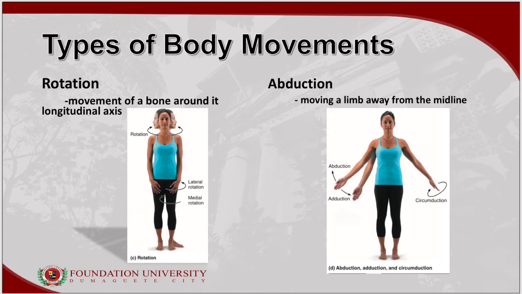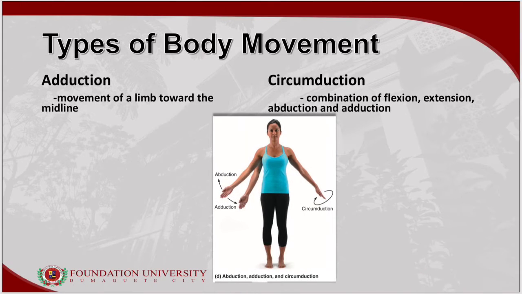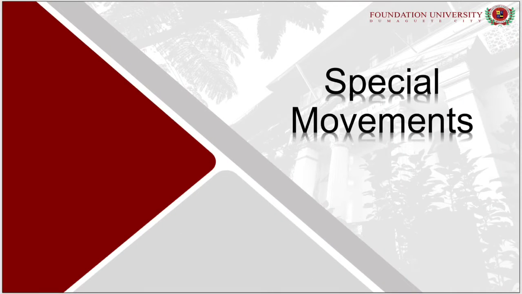Another type is abduction, moving a limb away from the midline. Fifth is adduction, which is the opposite of abduction. It is the movement of a limb toward the midline. The last one is circumduction, which is a combination of flexion, extension, abduction, and adduction. It is an orderly combination of shoulder movements so that the hand traces a circle and the arm traces a cone.